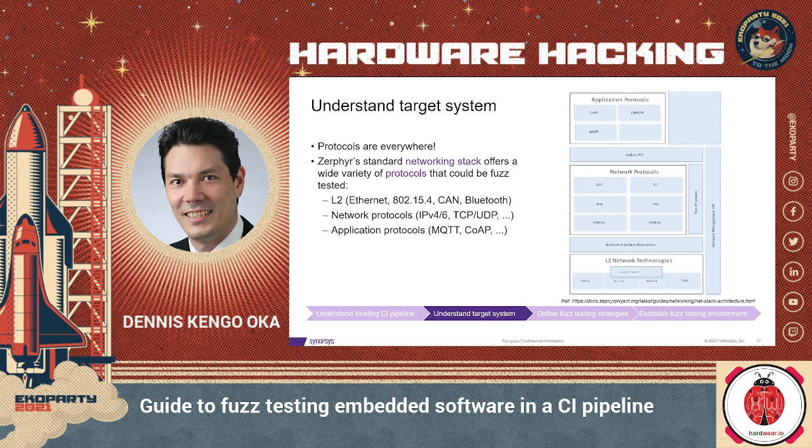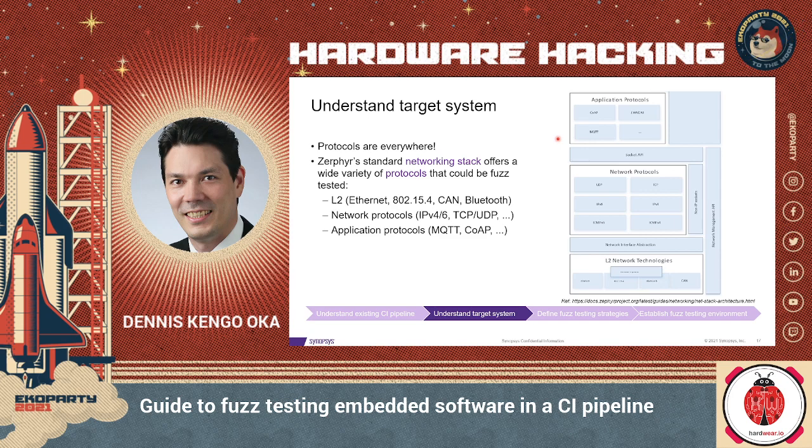So now that we understand the existing CI pipeline and how we can fit fuzz testing into that pipeline as a new step, our next activity is to understand the target system. Again, here we use Zephyr as an example, and we can see on the right-hand side that the networking stack contains a number of different protocols.